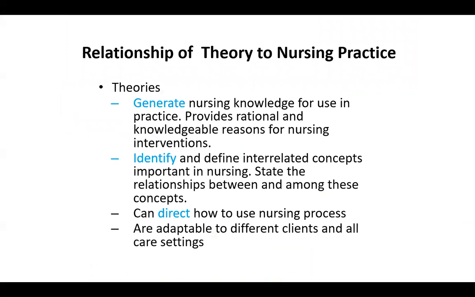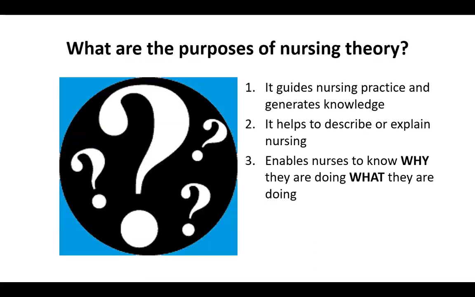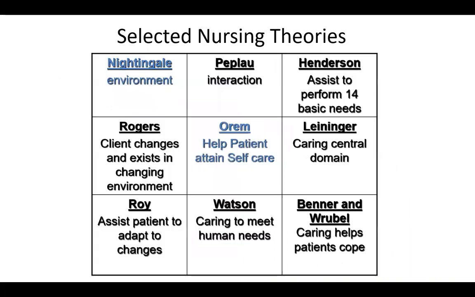Okay. The relationship of theory to nursing practice. Theories generate nursing knowledge for use in practice. It provides the rationale or reasoning for nursing interventions. Theories identify concepts that are related or not related, and they can direct how to use the nursing process. It guides nursing practice and generates knowledge. It helps us to describe or explain nurses, and it helps nurses to know what they're doing and why they're doing it.